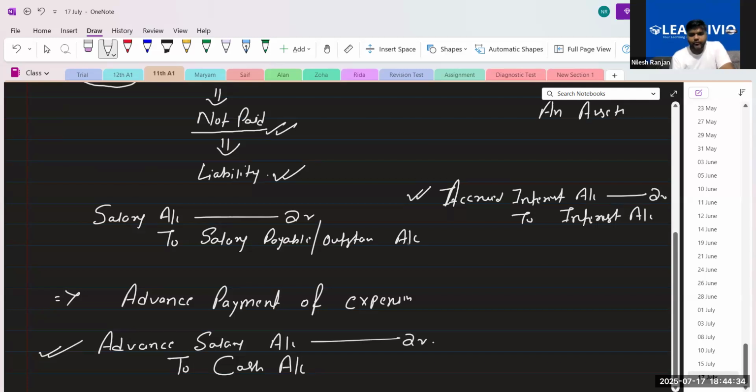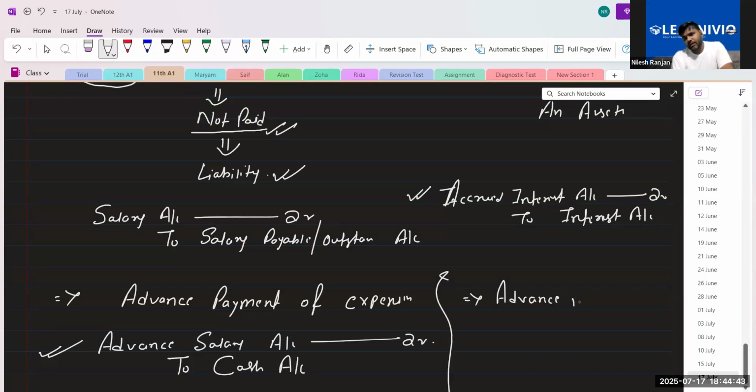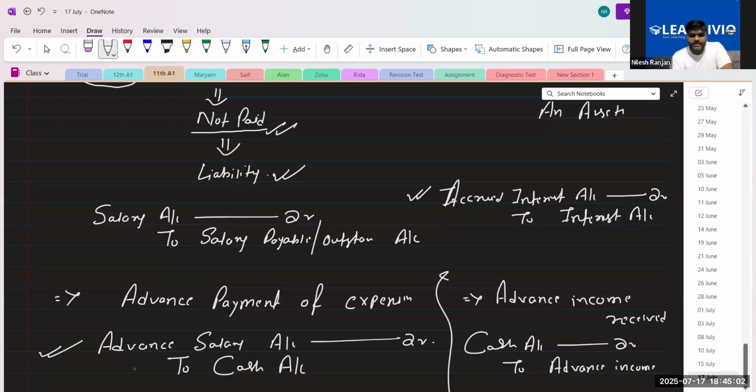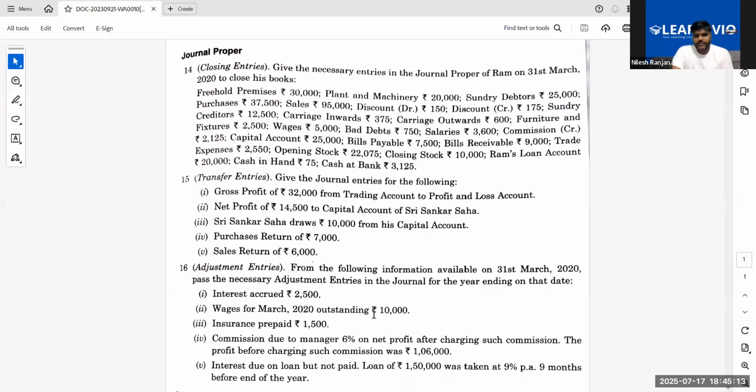Also, sometimes we receive income in advance. So advance income is a liability. If we have received advance income, it means we have received either cash or bank. So cash account debit to advance income. So asset is on the debit side, liability is on the credit side. Is that clear? So these are the main 4 entries for adjustment made.